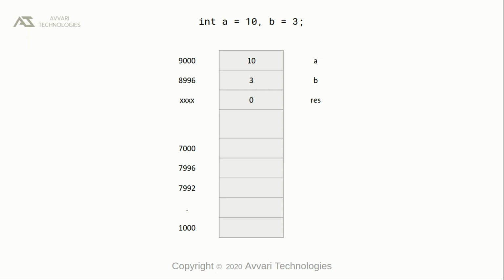First we define two variables a and b. The variable a is stored at address 9000 and variable b is stored at address 8996, and the global variable is stored somewhere else and the initial value is 0.